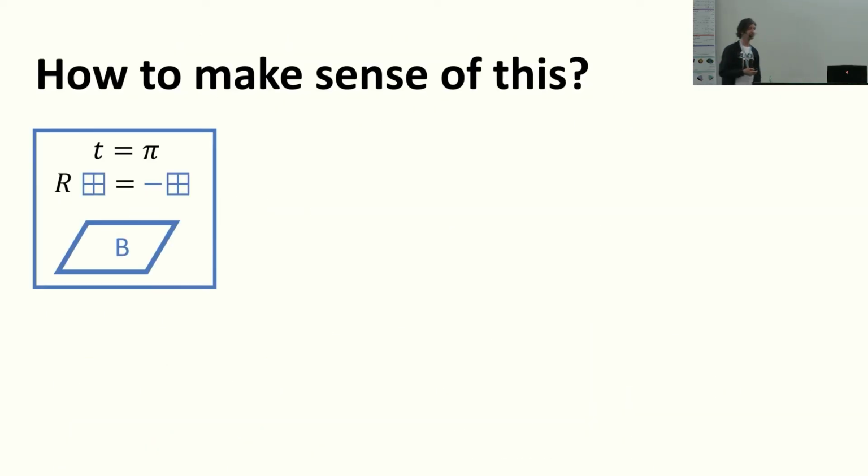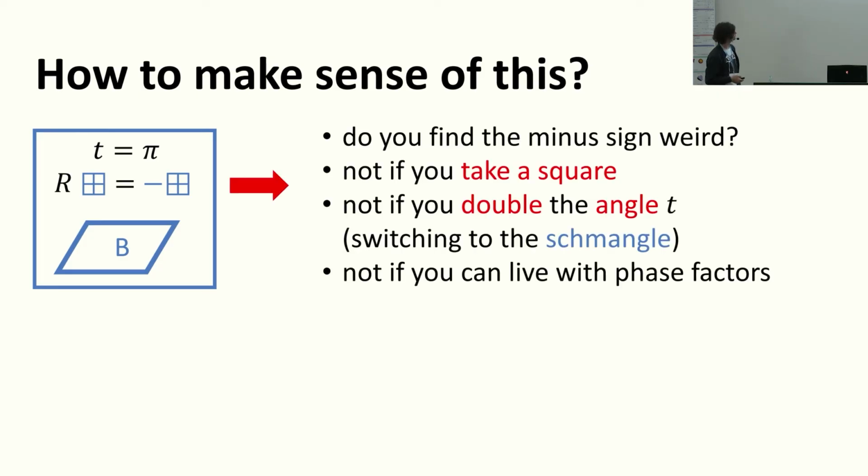So how to make sense of this? First of all, when that minus sign bothers you, it should not bother you. If it bothers you, take a square. Then you get rid of it. There we go. Or if it bothers you because the angle is pi, then just switch to the schmangle, because the schmangle is 2 pi, and then nothing happens. Or you just think like a physicist, and you say, yeah, that's all right, it's a phase factor, no worries.